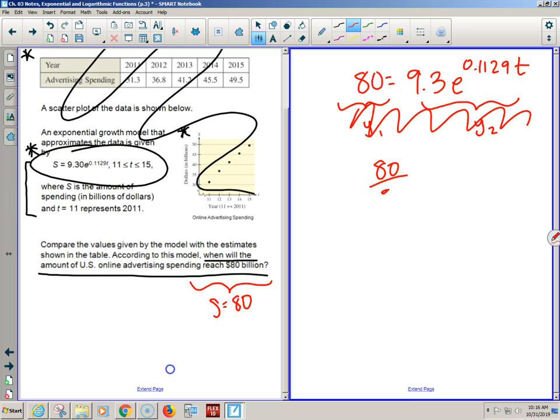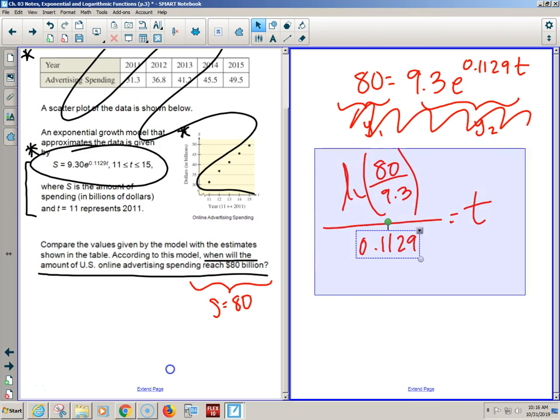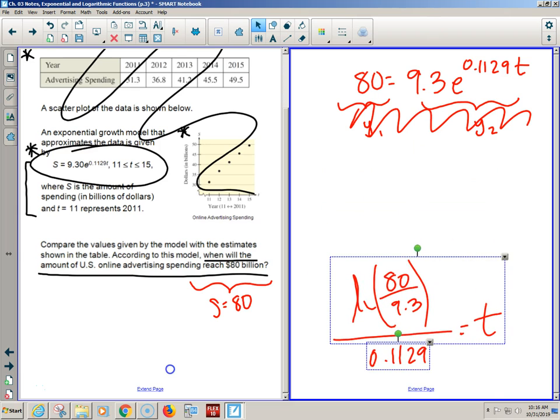Why not just divide by 9.3 because that's no big deal. Undo the E because that's no big deal. And then divide by your 0.1129. But for just a few of you, I know, I went fast, I apologize.